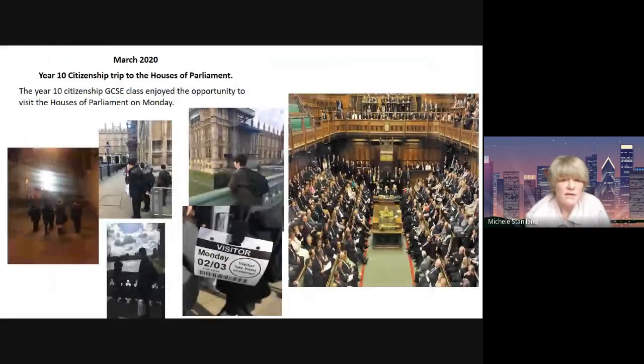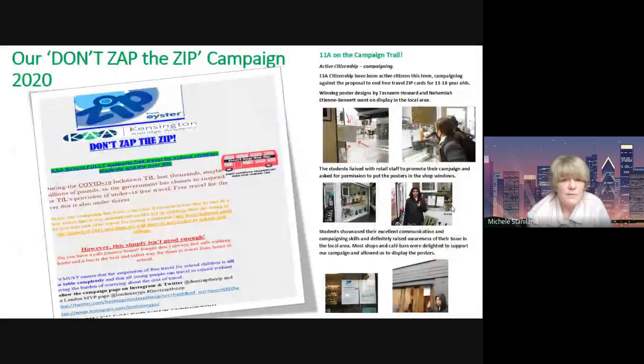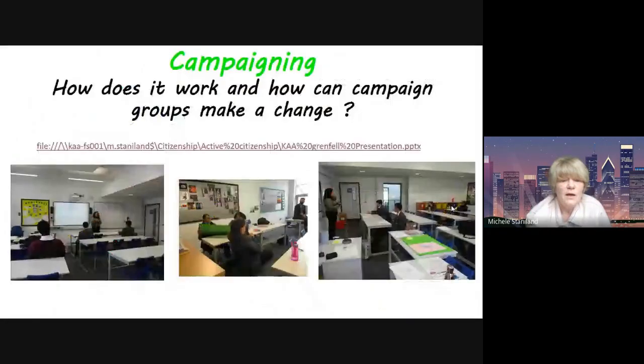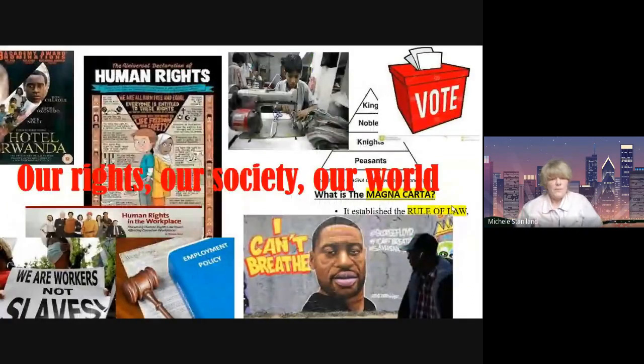So year 10 is very much about democracy and learning about the ins and outs of laws and the legal system in England and Wales. The Don't Zap the Zip campaign, the campaign part of it, as I said, you get your opportunity to evaluate it in one of the papers, and it accounts for about 25% of your overall grade. We also look, one of the papers is Our Rights, Our Society, Our World.